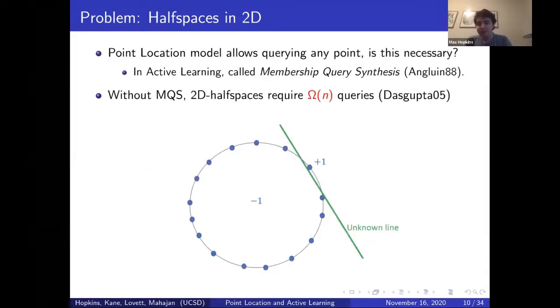So you might notice that this active learning model is very similar to the dual version of point location that I was talking about before with respect to the class of half spaces, except the main difference is that in point location, I was allowing you to query any point in R^d, not just something in the data set that you were given. This is actually well studied in active learning. It's called membership query synthesis.